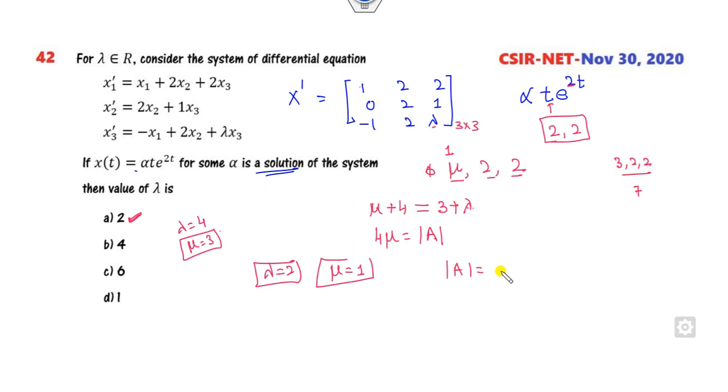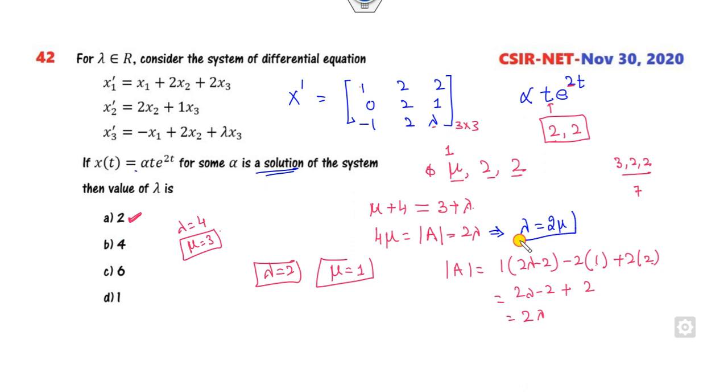This is 2 lambda minus 2, minus 2, 0 plus 1, plus 2, plus 2, plus 2. So it is 4, plus 2, plus 2 minus this is my 2 lambda. Fine. Now you can easily solve that. What is the meaning of that? Lambda will be 2 mu.